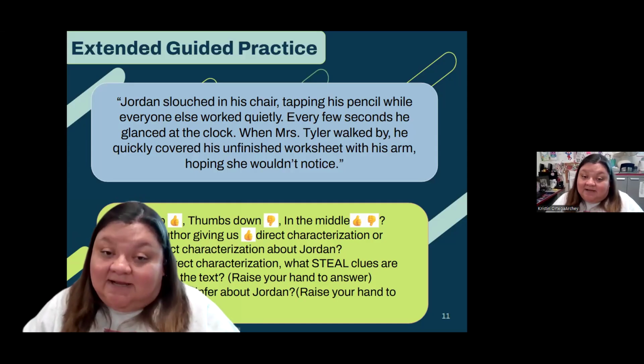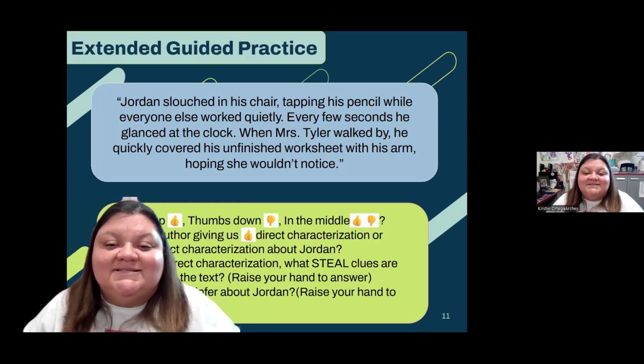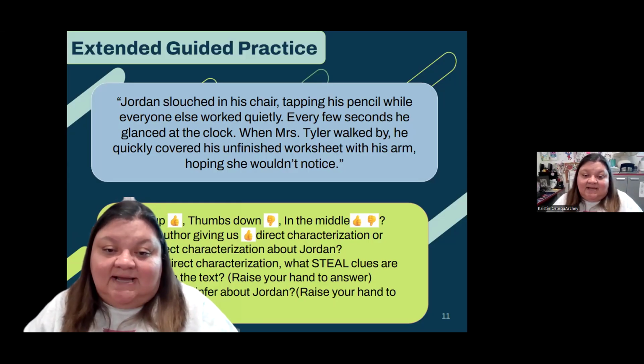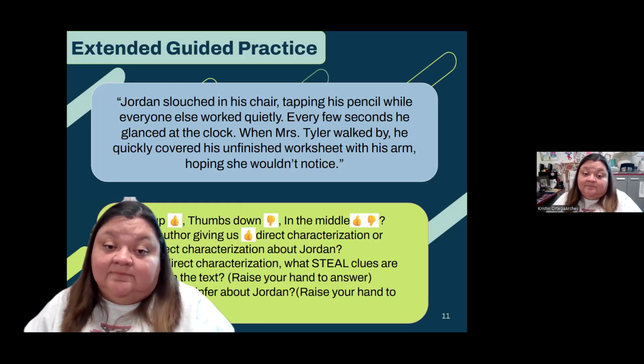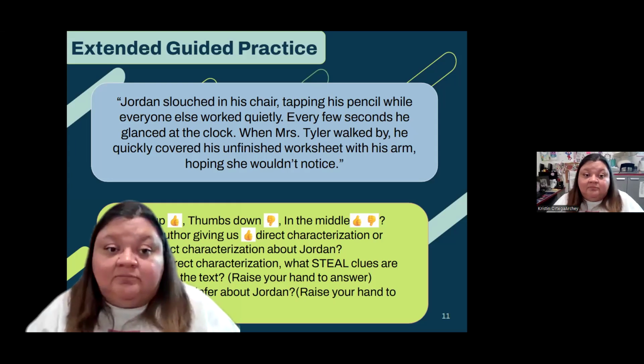All right, so second question. If it is indirect characterization, what STEAL clues are present in the text? Again, raise your hand to answer or type it over there in the chat room.